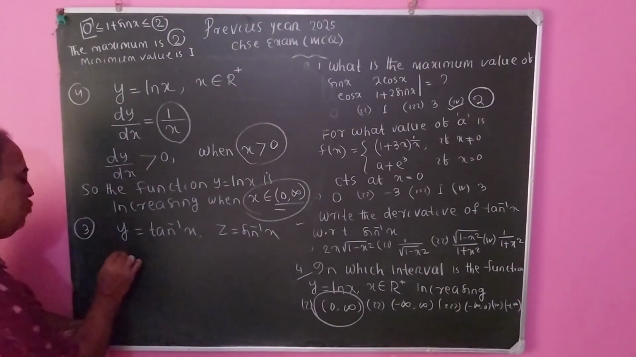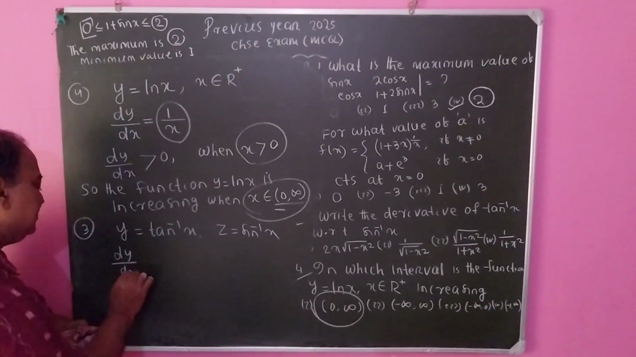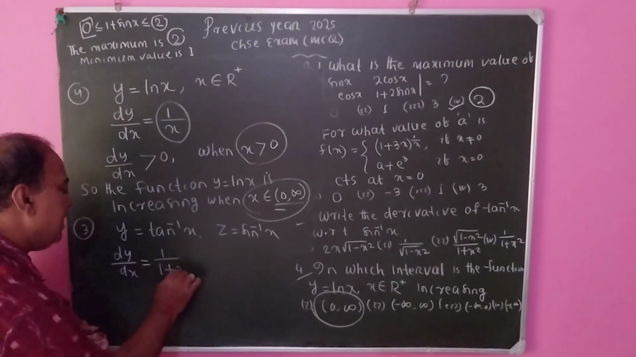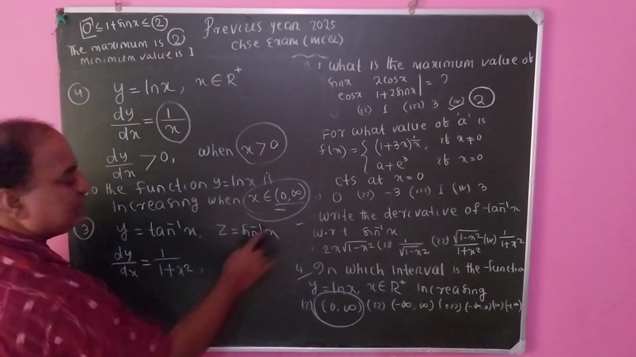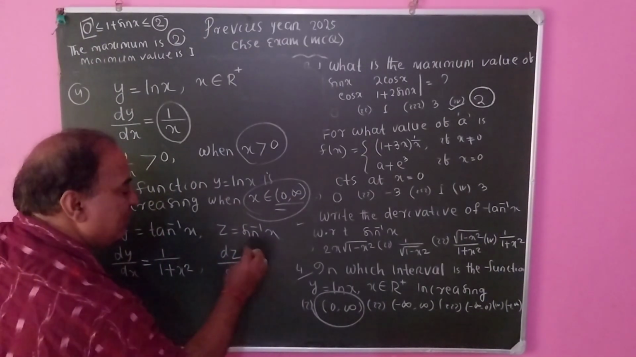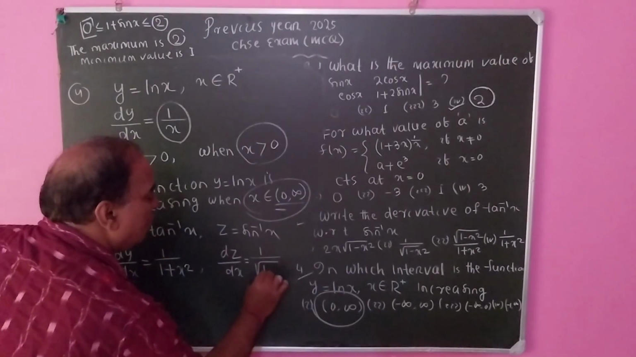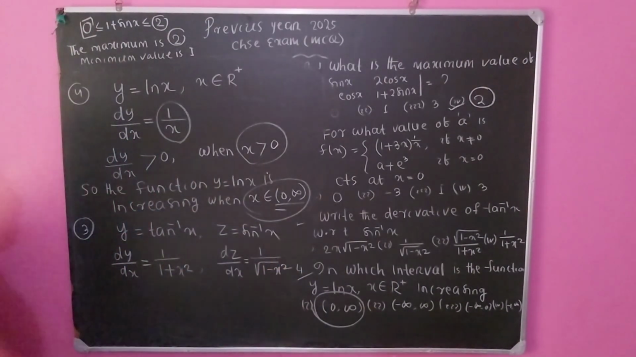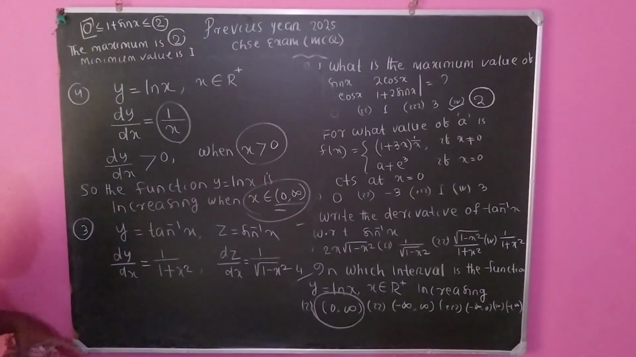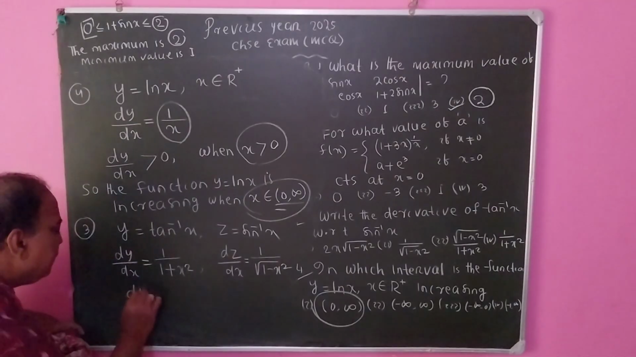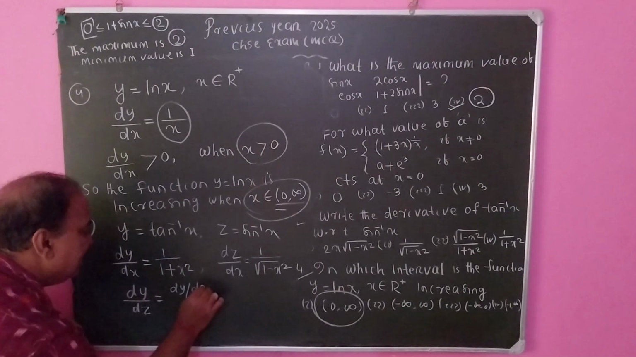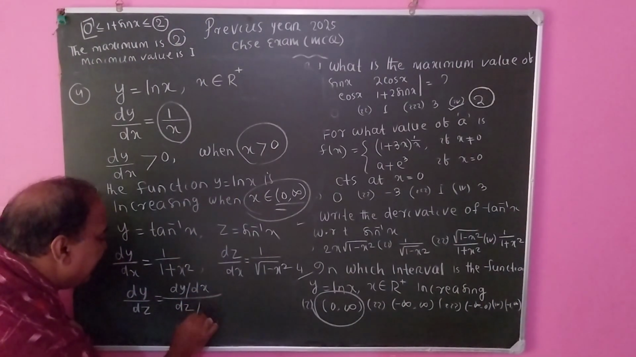dy by dx you have to find. We know the derivative of tan inverse x is 1 by 1 plus x square. Derivative of sin inverse x, dz by dx, is 1 upon root over 1 minus x square. Our aim is to find out the derivative of tan inverse x with respect to sin inverse x. That means we have to find out dy by dz, that is dy by dx divided by dz by dx.